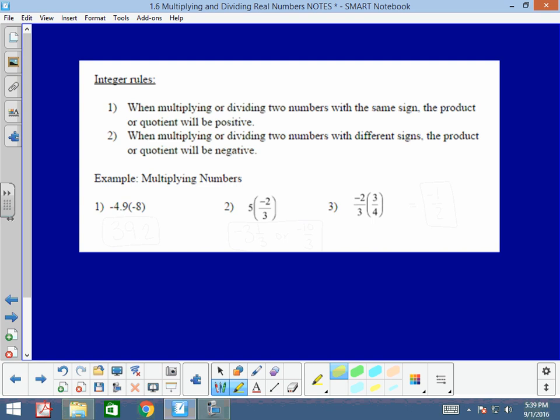When you multiply or divide two numbers that have the same sign, their product or quotient will be positive. So same signs, positive when you're multiplying or dividing. When you multiply or divide with different signs, the product or quotient will be negative. So when you're multiplying or dividing, same signs positive, different signs negative.